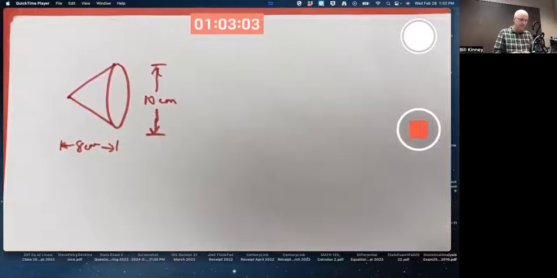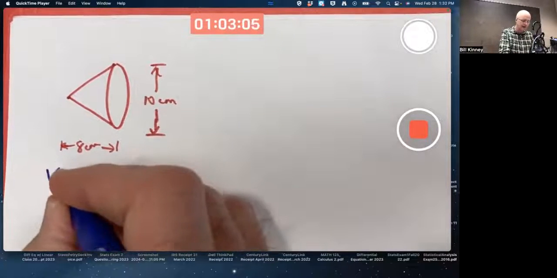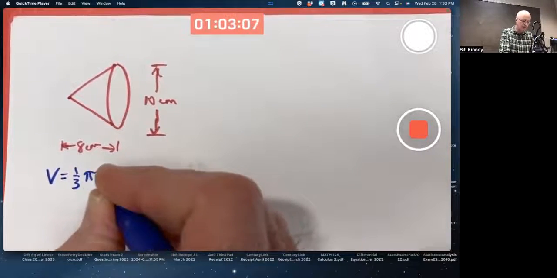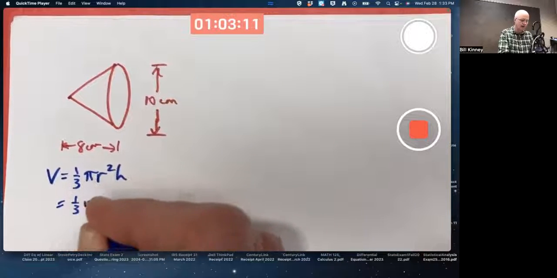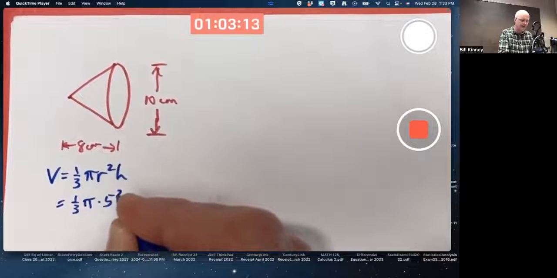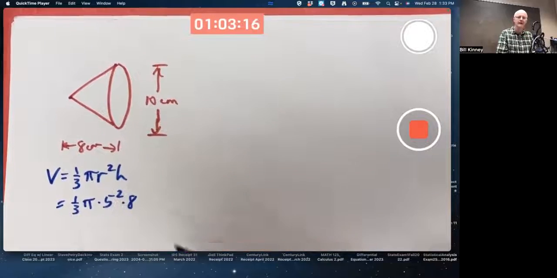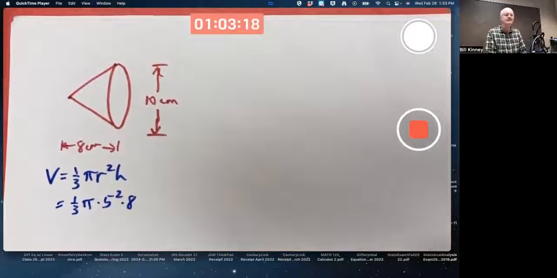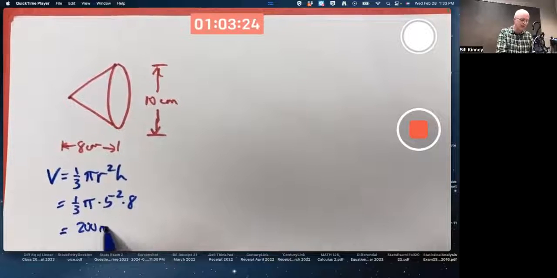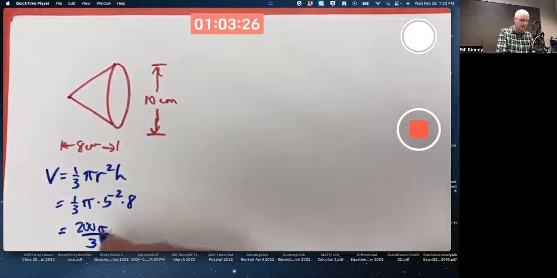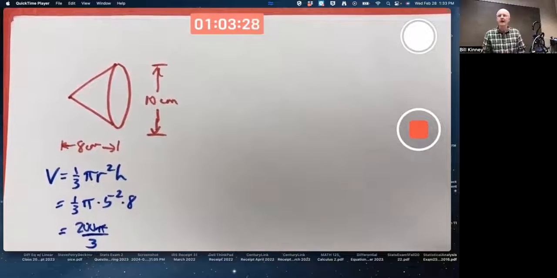The volume can be found as 1/3 pi r squared h. That's 1/3 pi times the radius is 5 and the height on its side is 8. 5 squared is 25. 25 times 8 is 200. The answer is 200 pi over 3. How could I derive this with integration?